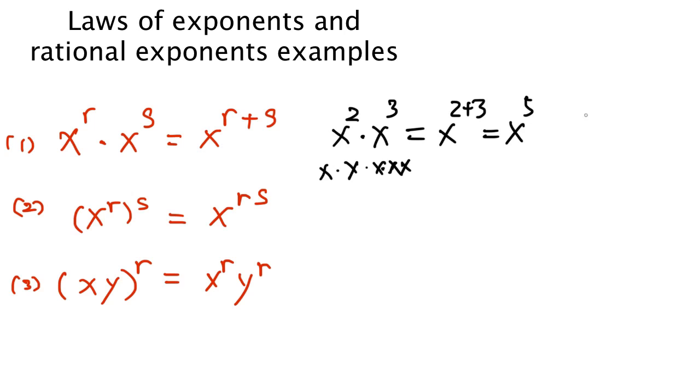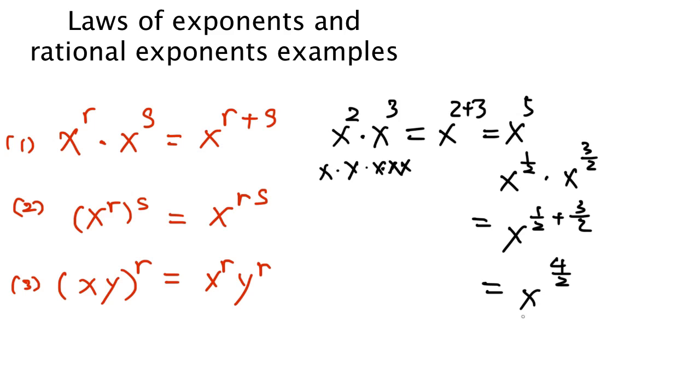The law applies to rational exponents as well. For example, if we have x to the 1/2 times x to the 3/2, then this is x to the 1/2 plus 3/2, and that's going to make x to the 4/2, which is x squared.